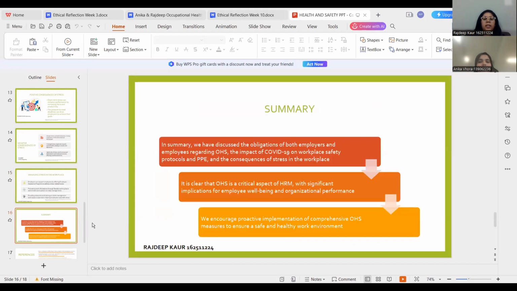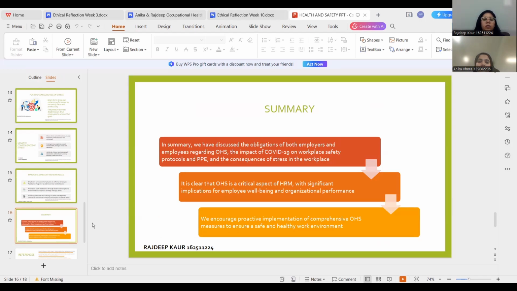Lastly, I'm on the last slide, and I'm going to summarize. In the summary, we can see, for both employers and employees, occupational health and safety, the impact of COVID-19 on workplace safety protocols and PPE, and the consequences of stress in the workplace. So we have discussed overall everything. Firstly, Anika highlighted how employers are obliged, and later she explained workplace safety. And lastly, stress management was explained by myself.